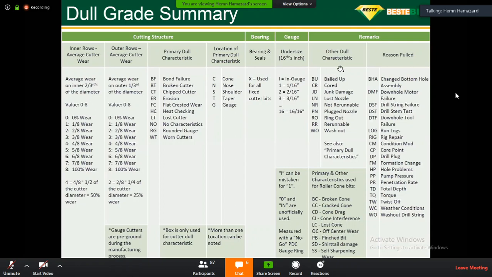The 7th column is that any bit can have 2 characteristics, 2 problems, or 2 types of damage on the bit.